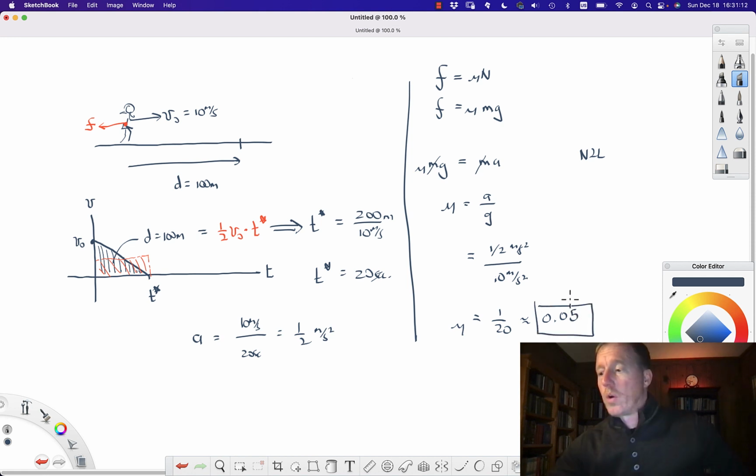We have found the coefficient of friction that will bring her to a halt after coasting for 20 seconds. From an initial velocity of 10 meters per second, she comes to a stop in 100 meters.